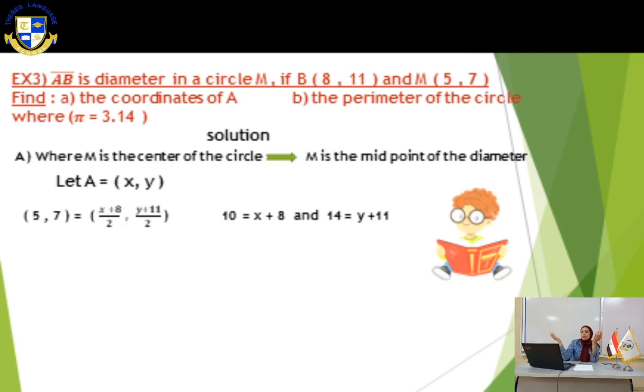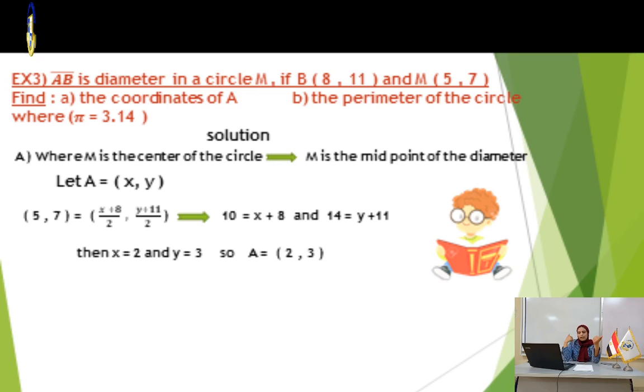We have two ordered pairs that are equal. So the first equals the first: 10 equals X plus 8, and 14 equals Y plus 11. 10, because 5 times 2 equals 10, and 14, because 7 times 2 equals 14. We have two equations. We will solve the equations the same way. Then X equals 2 by moving 8 to the other side, and Y equals 3 by moving 11 to the other side. So the coordinates of the point A are (2, 3).